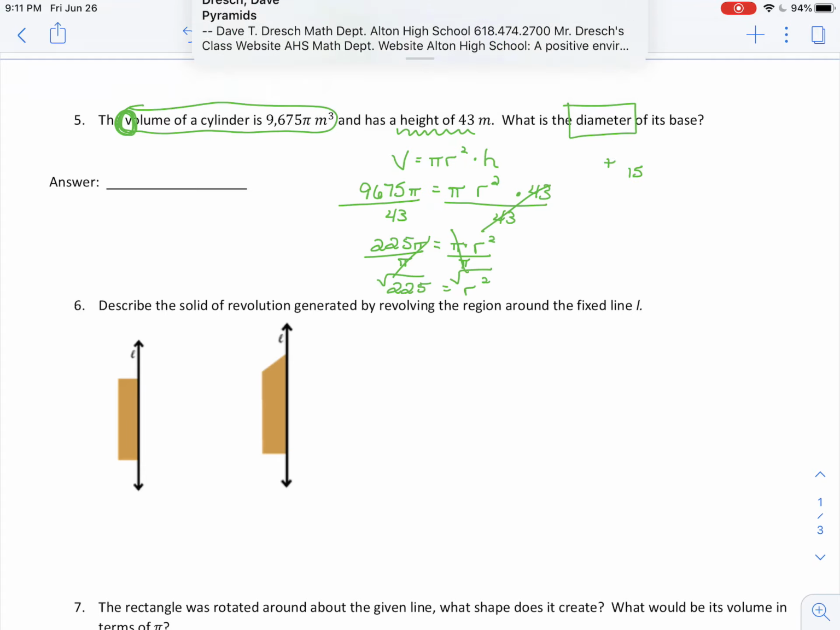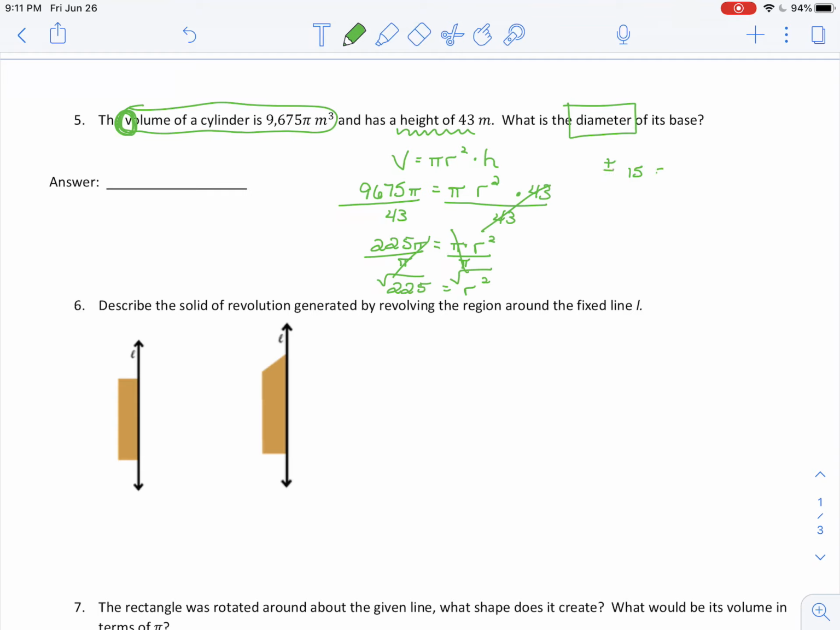Now remember, plus or minus 15, which doesn't make any sense. You cannot have a negative distance. So when we talk about what our radius is, we'll just say it is 15 meters, which is not what was asked for. It wants diameter.